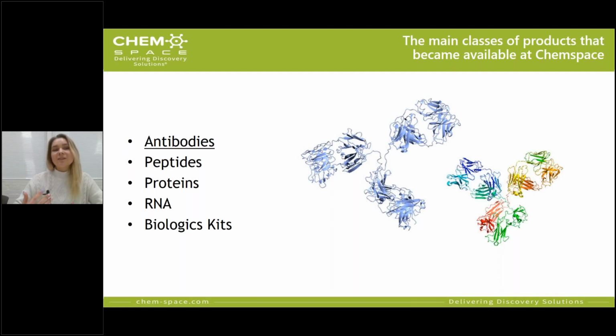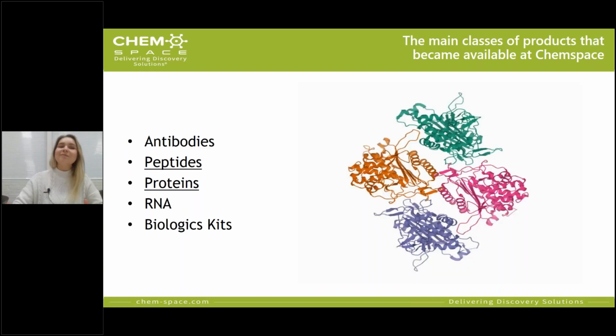I'd like to start with antibodies, of course. We offer antibodies for different applications, such as IP, Western blot, ELISA assays, immunofluorescence, and many others. Most of the products available at Chemspace are validated for certain applications by an independent organization or by the suppliers themselves.